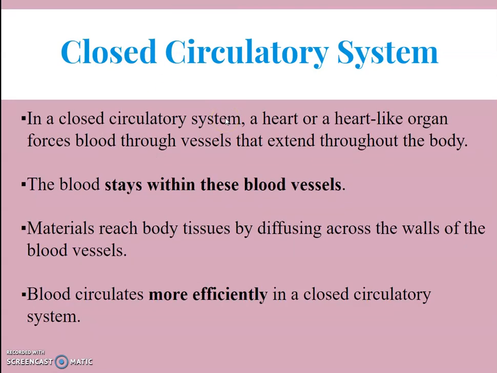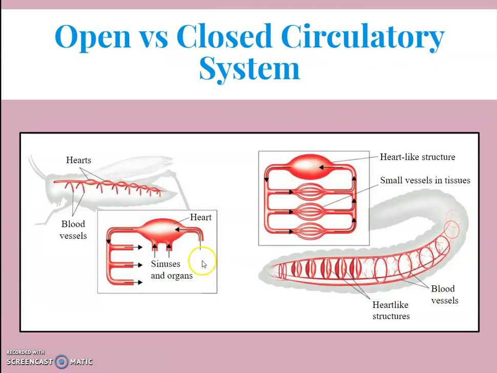And then the closed circulatory system is where the blood is always in the vessels. It extends throughout the whole body, it doesn't leave those vessels, and the materials reach the body tissues by diffusing across the walls of those blood vessels. Blood circulates more efficiently in a closed circulatory system than an open one.